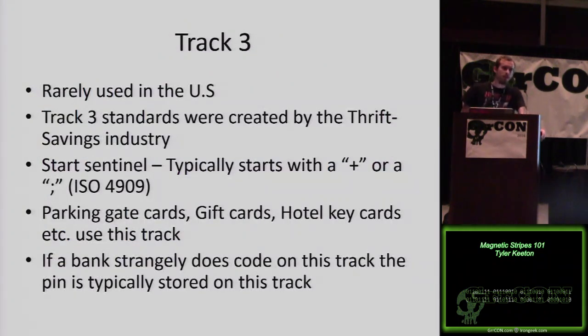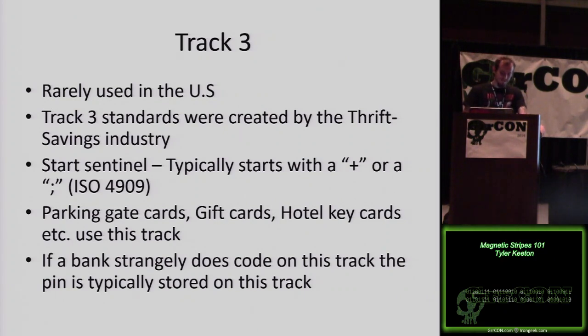Track 3 is really interesting because it has fewer bytes per inch than track 2. It's rarely used. It was created by the thrift savings industry. I'm not sure what they really do. The start sentinel can be either a plus sign or a semicolon. Things that use this are parking gate cards, gift cards, and hotel key cards. Back in the day when banks used this track, for some reason they would encode the PIN on it. It's also worth mentioning that magnetic strip data is clear text data.